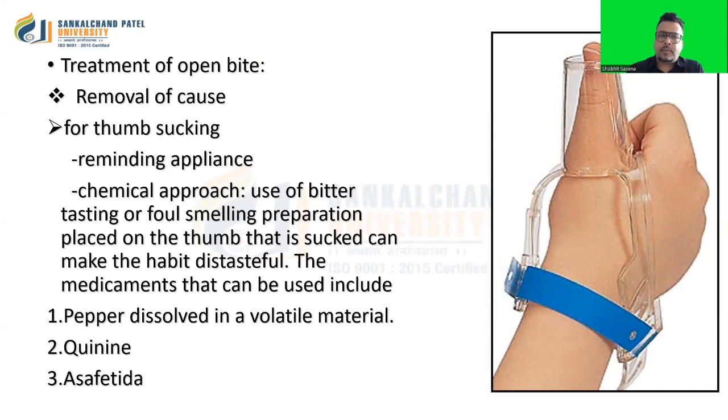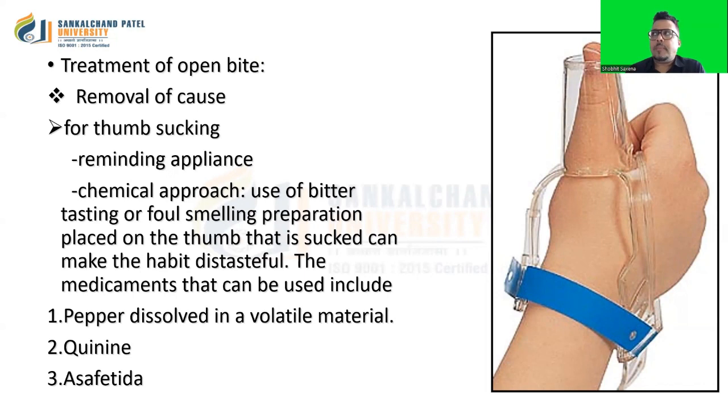In the treatment of open bite, first is removal of the cause. If the patient is having any deleterious habits, then the patient should be freed of that habit. In case of thumb sucking, the patient should be given a thumb restrainer so that the patient doesn't indulge in the habit. It should be tied to the patient's hand in this way so that the patient is not able to indulge in that habit. It also acts as a reminder to the patient.